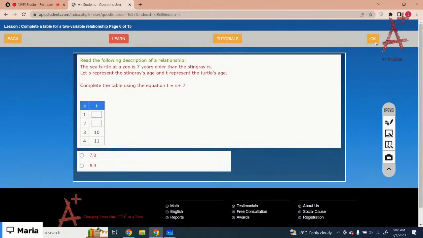Okay, the next one is the sea turtle at a zoo is 7 years old, and the stingray is younger. Let S represent the stingray's age and T represent the turtle's age. Complete the table using the equation T equals S plus 7. So which is the correct answer?